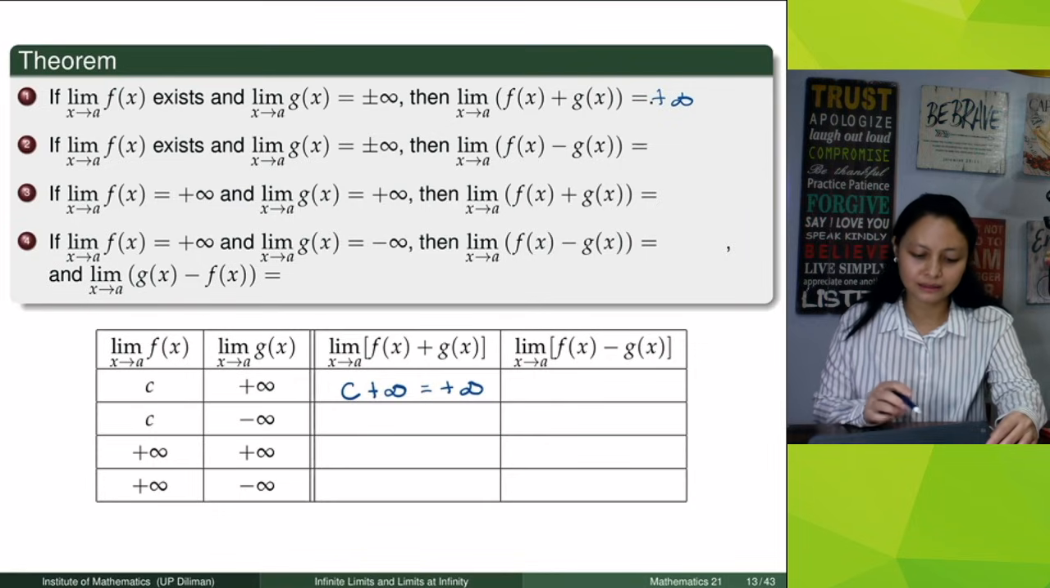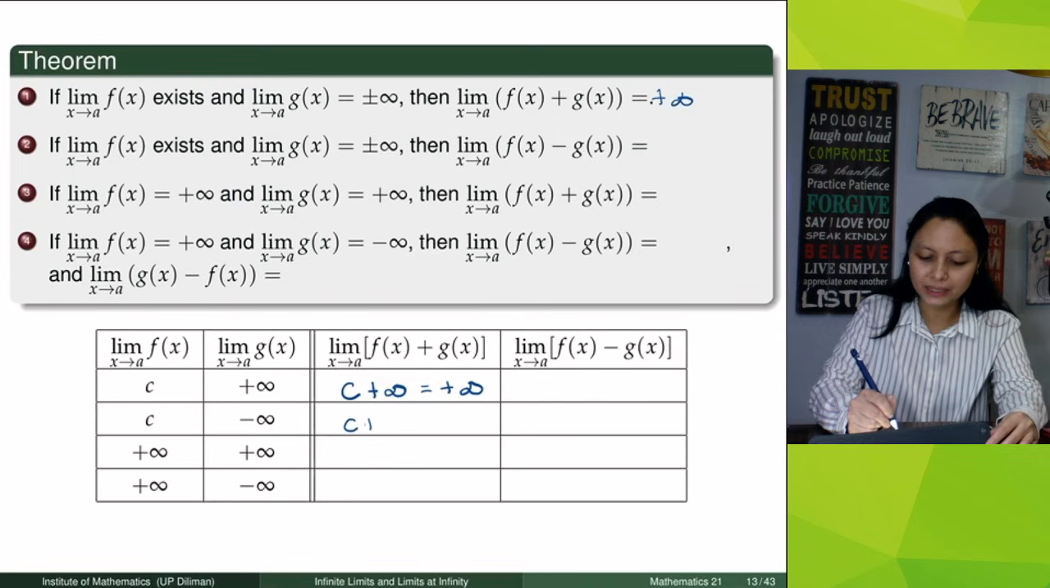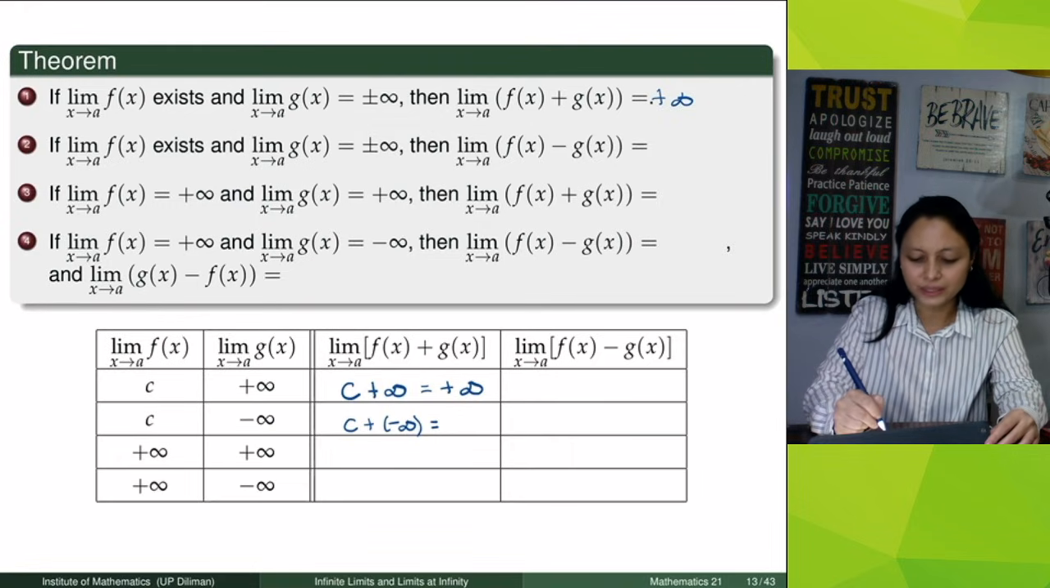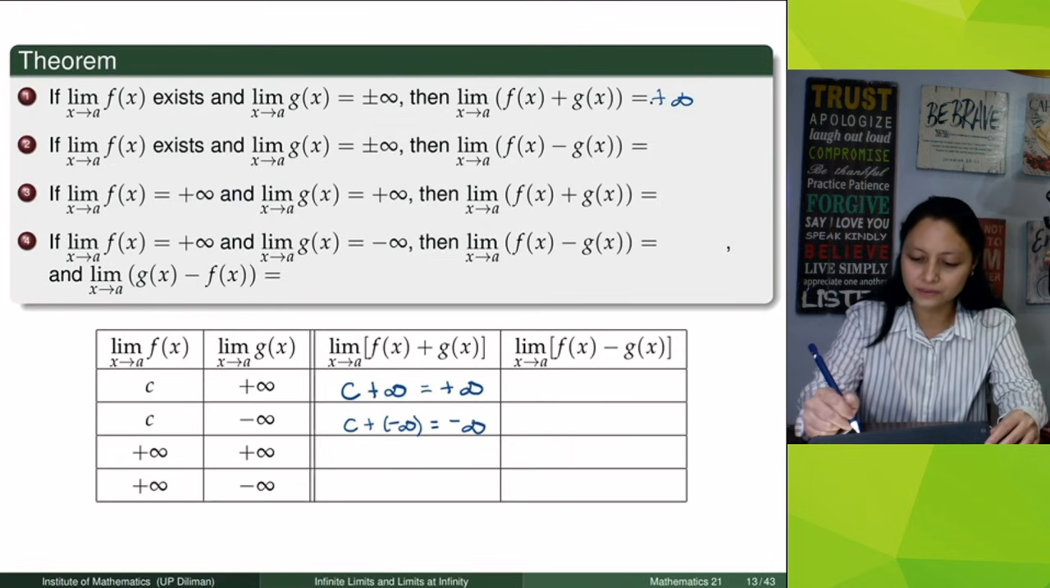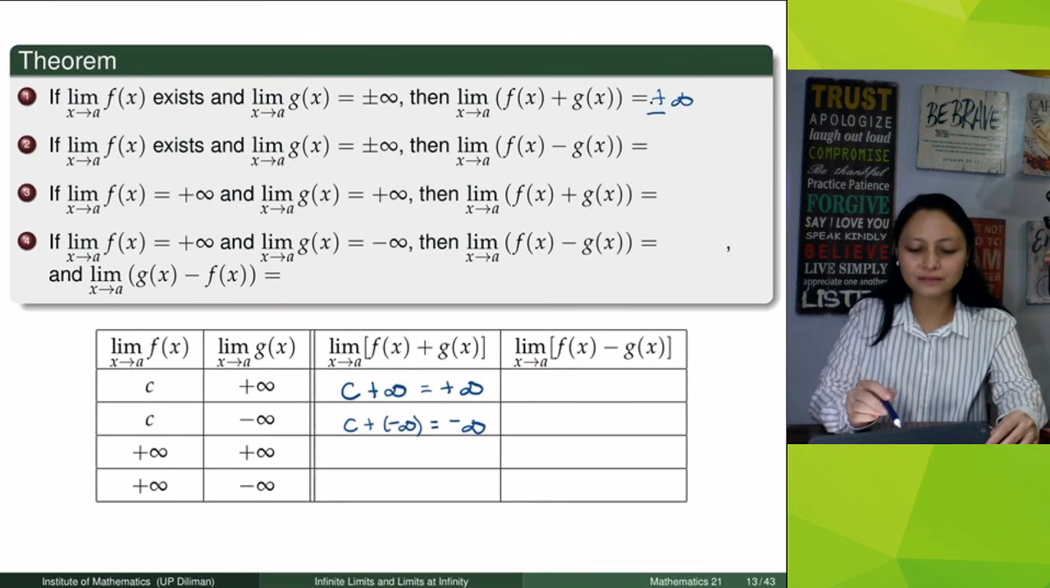On the other hand, if the limit of g of x as x approaches a is negative infinity, you get c plus negative infinity. A constant plus a very small number, you get a very small number, or negative infinity. So, yun yun. If the limit of g of x as x approaches a is plus or minus infinity, then the limit of the sum of f and g as x approaches a is plus or minus infinity.